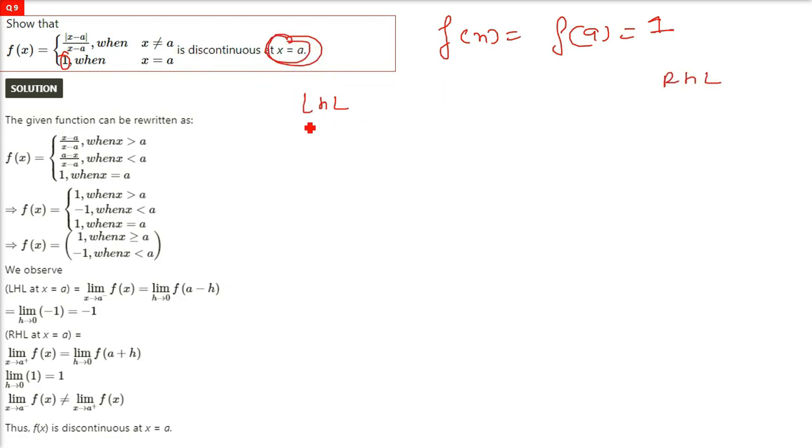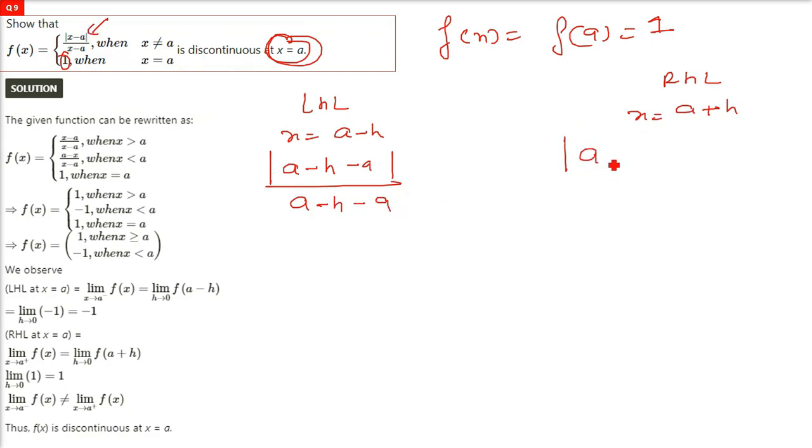At x equals a, we will check. So x will be a minus h here, and x equals a plus h will be put in here. Okay, so you have this. This is the modulus. Modulus is a minus h. I am putting a minus h minus a divided by a minus h minus a. This is the first thing. Then we have a plus h minus a by a plus h minus a.